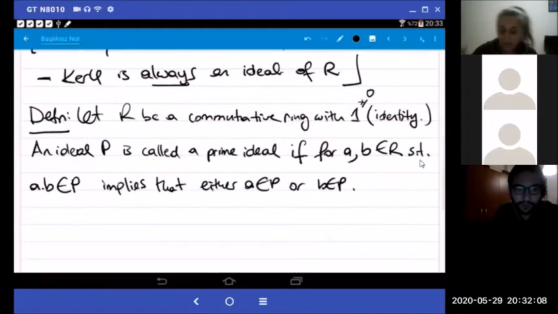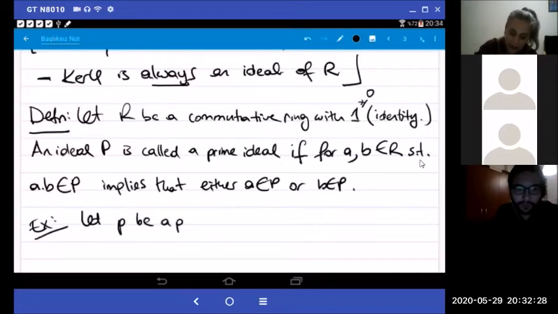Now, this is just the same idea as prime elements in integers. For example, let p be a prime number in Z. This is 3, 5, 13, 97, something like this. 91 is not, 93 is not.